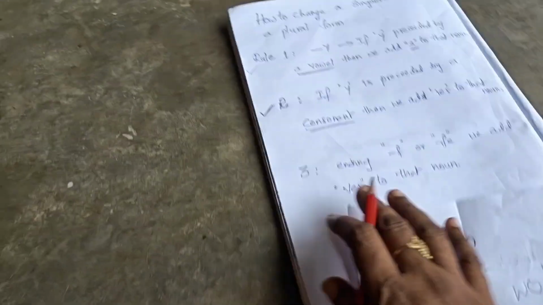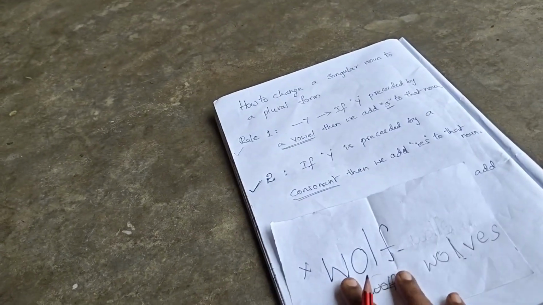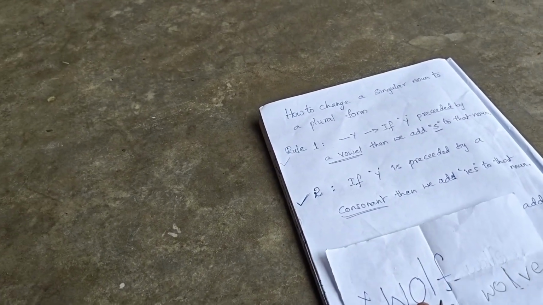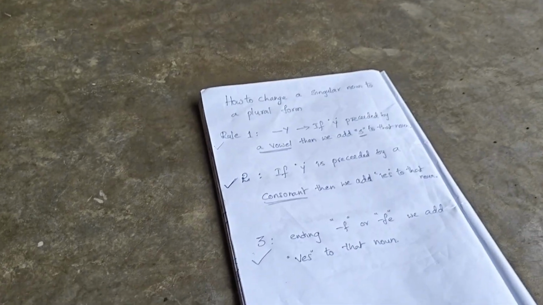Okay. Understand? This is the third rule. Wolf, wolves. Now do you have a clear idea of the third rule?